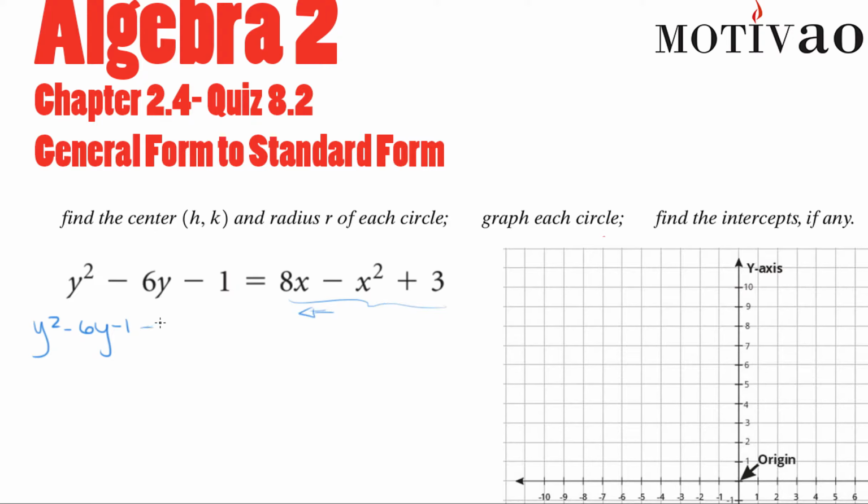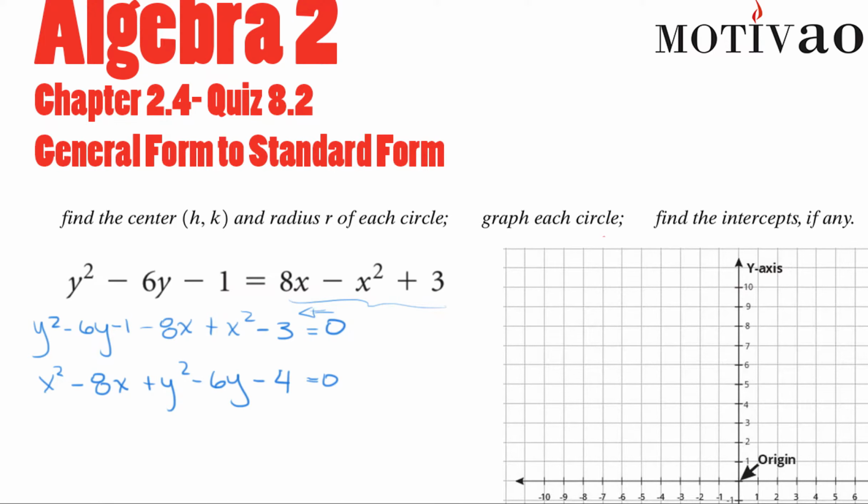The 8x becomes negative 8x. The negative x squared becomes plus x squared. And the plus 3 becomes negative 3. Now I'm going to regroup them in order of exponents and in order of x's as well. So I'm going to have x squared minus 8x plus y squared minus 6y. Minus 1 minus 4 is minus 4. Minus 1 minus 3 is minus 4. Now, that's the general form.